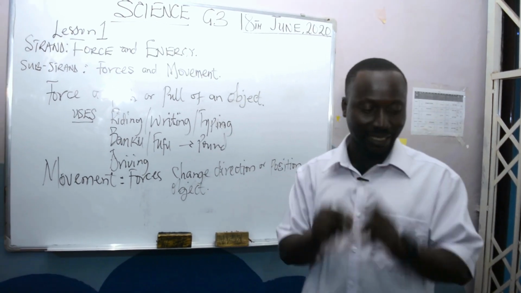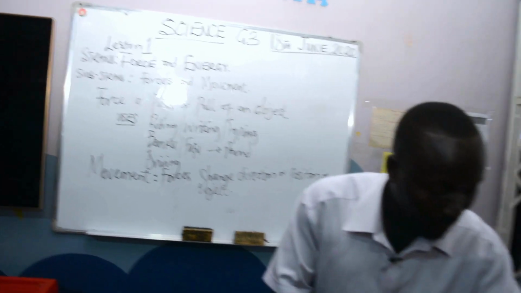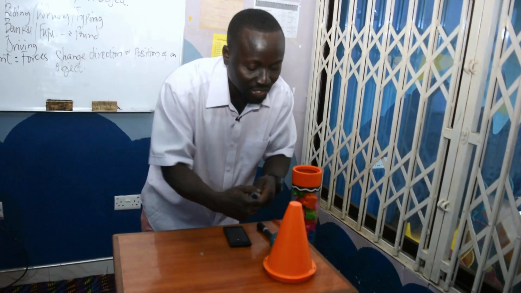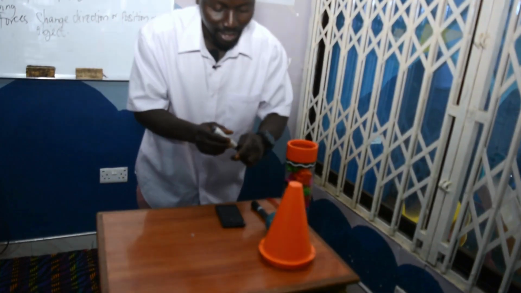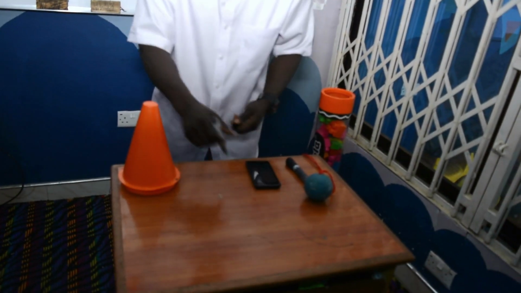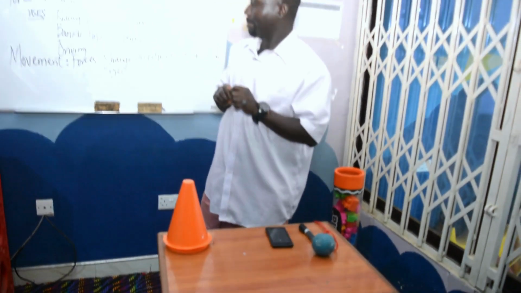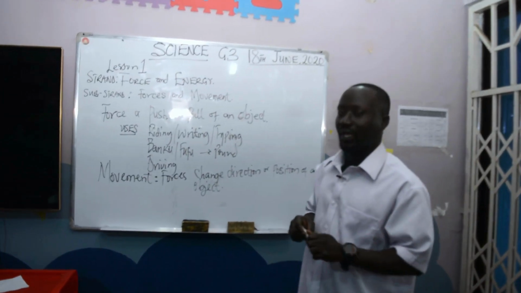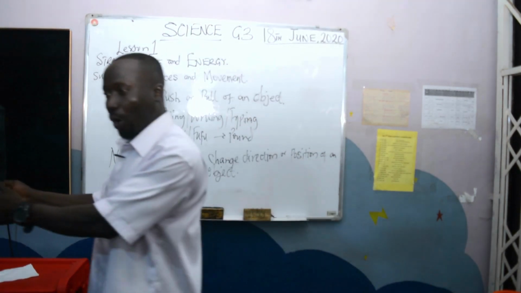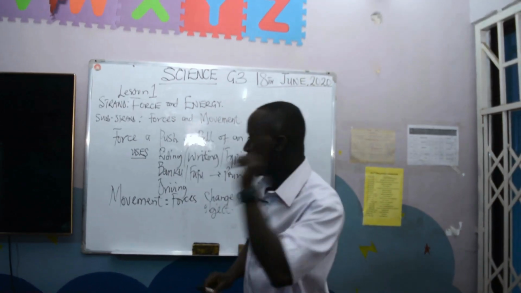For example, look at this illustration. Whenever I am able to change the position of this object from here to this side of the table, we say movement has occurred. So anytime I change the position or the direction of any object, we call that one movement.